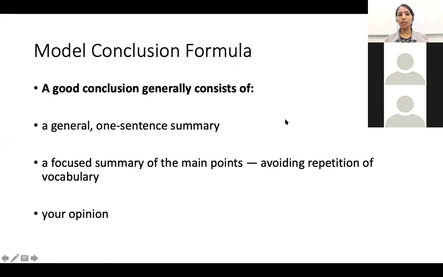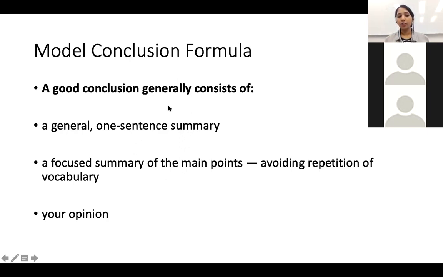So this is a modern conclusion formula. This is how your conclusion should be written. You should have a one sentence summary of the entire passage. So you would say, to sum up, or something. So you put a linking word and you start it. You write a one sentence summary of your entire essay.